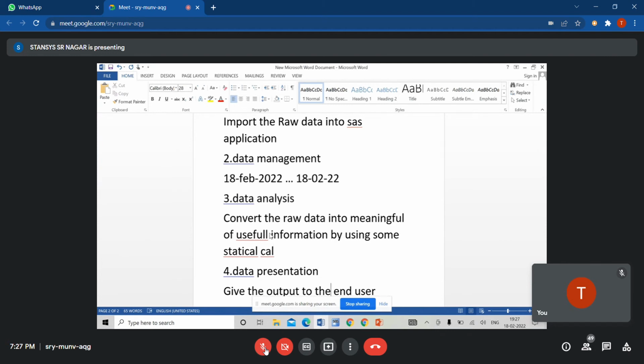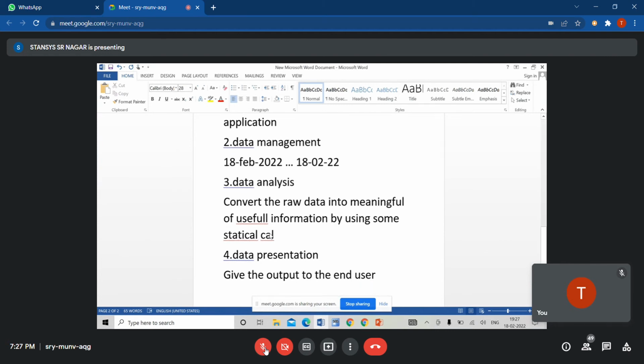And the fourth step is data presentation. Data presentation means you have to give the output to the end user. Whatever we did in data analysis, we have to give the output to the end user. That is called data presentation.